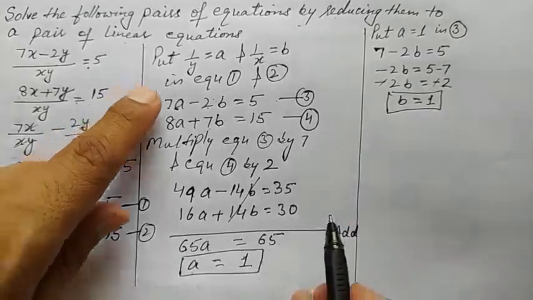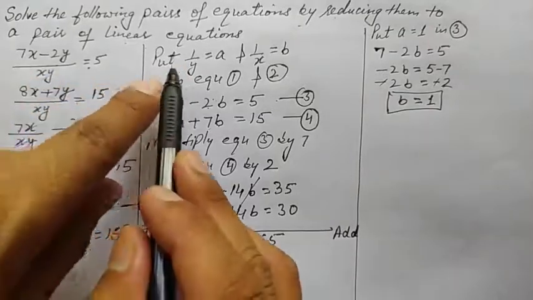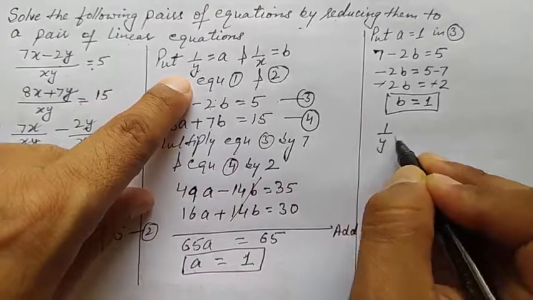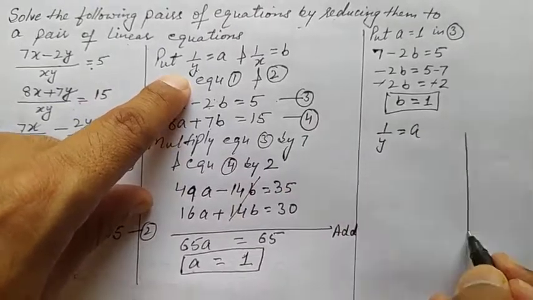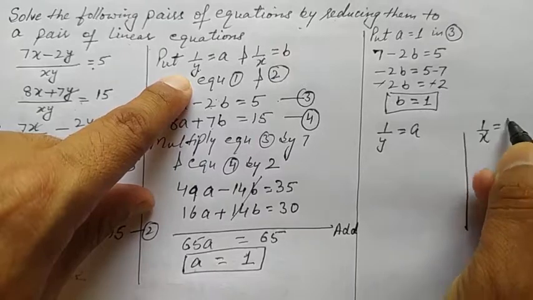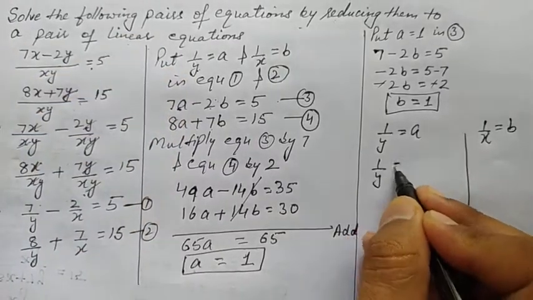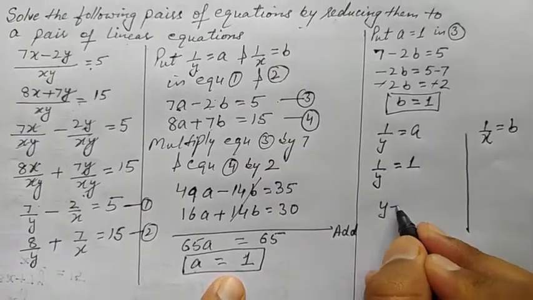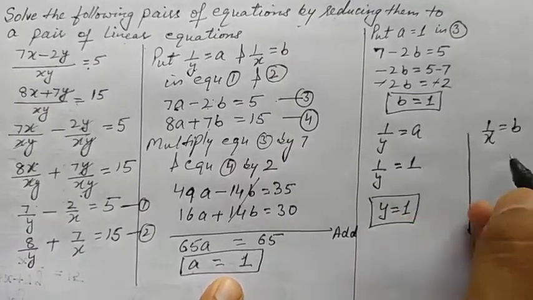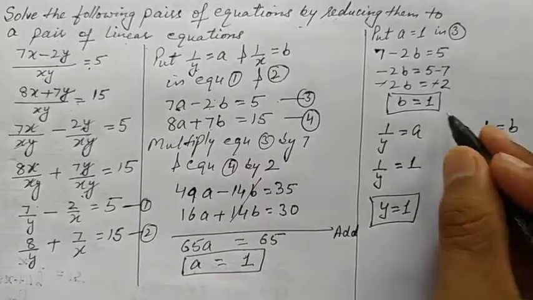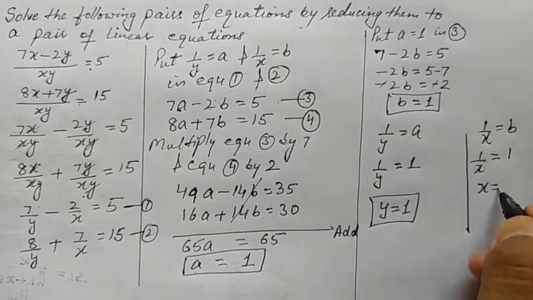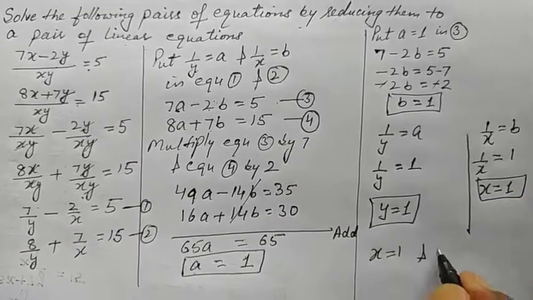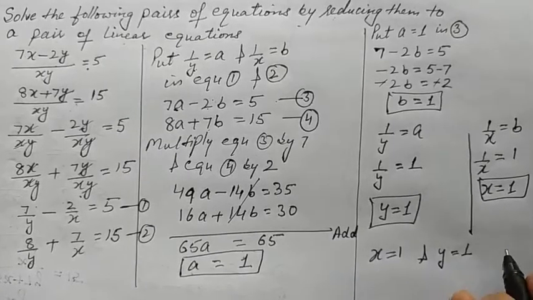So we'll go here now, we'll find the value of x and y. So here we can find the x and y values. We have 1 over y as a, and here we'll write 1 over x as b. So 1 over y is a, and a is 1 here, so we'll put 1 here. If I cross multiply, I get y also 1. And from here 1 over x is b, so b is 1. So cross multiply, x is 1. So it means x is equal to 1 and y is equal to 1 is the solution of this pair of linear equations.